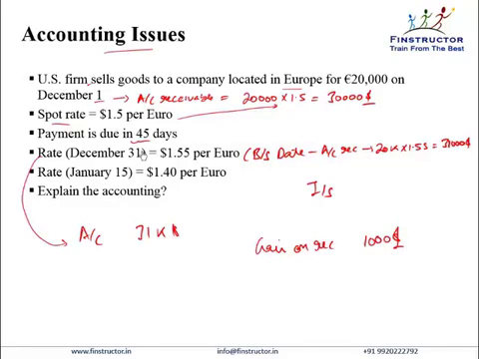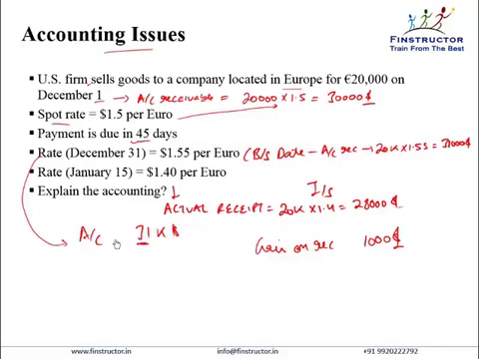However, the payment is due 45 days from now. So the payment is due on January 15th, at which point the euro has depreciated to only $1.4 per euro. So against this receivable of $31,000 that was reported on December 31st, what is the actual amount that the US firm would receive? So the actual receipt would be 20,000 into 1.4, that is $28,000.